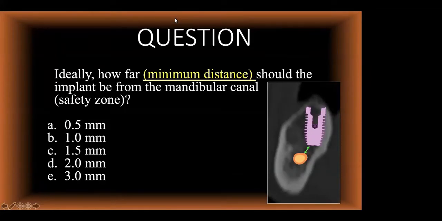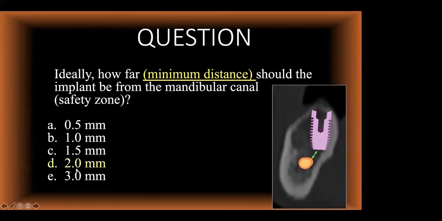When we're treatment planning this for the implant, what is the minimum distance the implant should be from the mandibular canal or the mental foramen? Also, what we call the safety zone. The answer is D. Very good. Now, if we look at studies, almost all the literature out there states a minimum of 2 millimeters. Why do you have to be 2 millimeters?